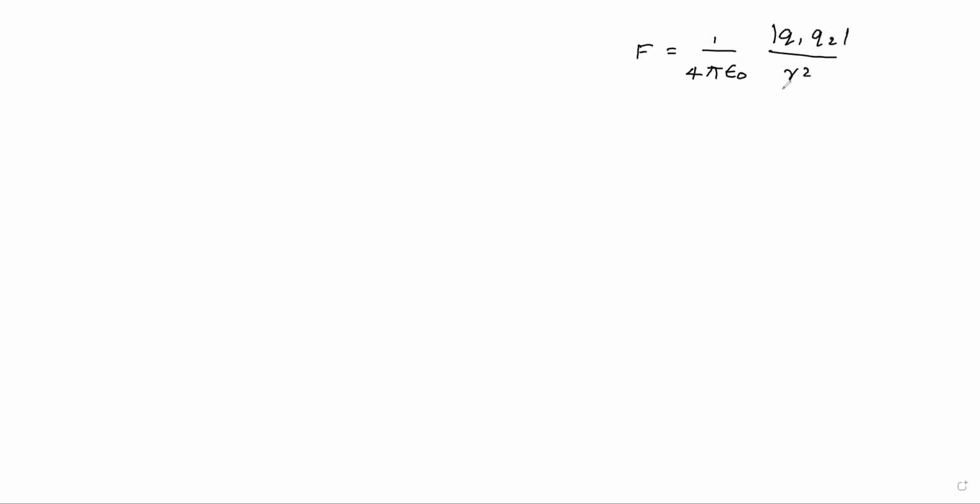So we arrived at the final expression in our previous class, and here F is the electric force, epsilon naught is the permittivity constant, q1 and q2 are the point charges, and r is the distance between q1 and q2. And in today's class we are going to study forces between multiple charges.